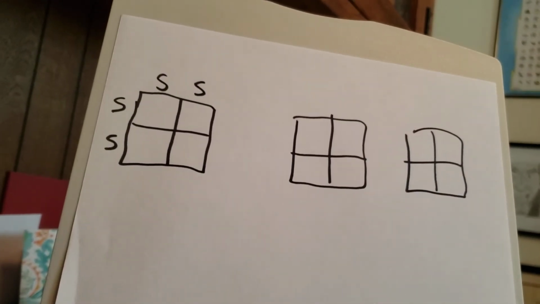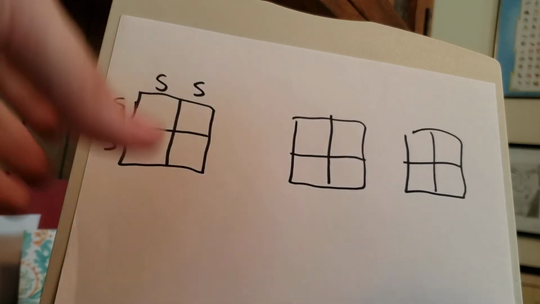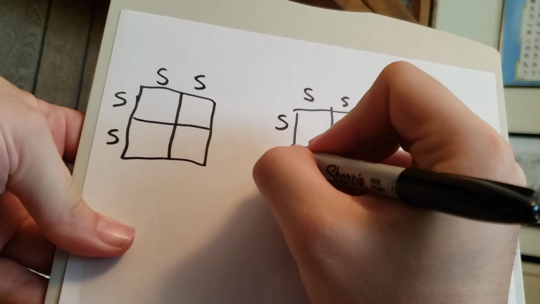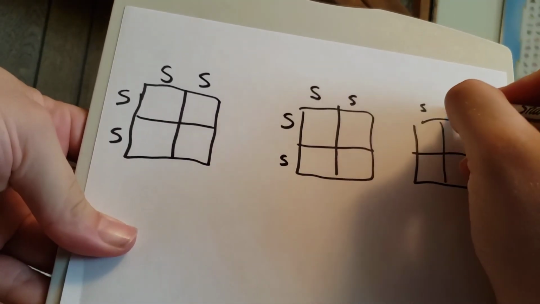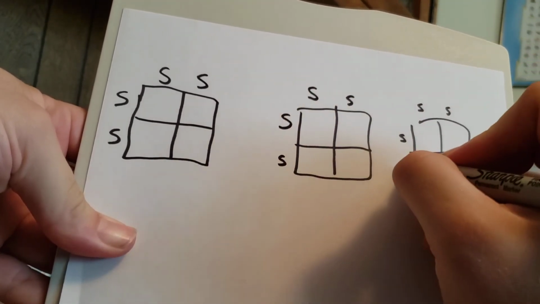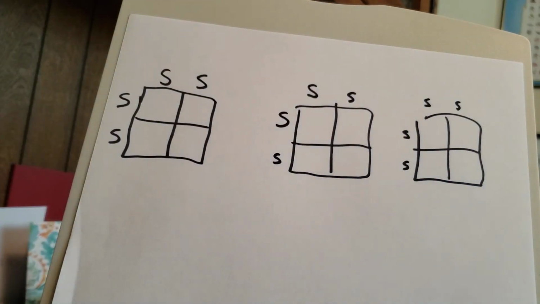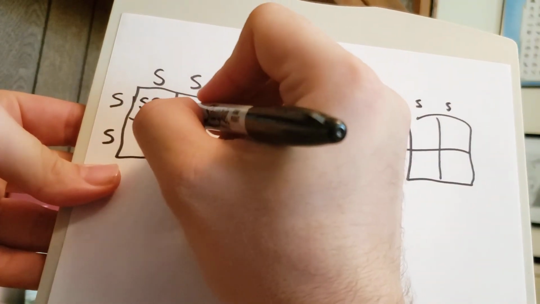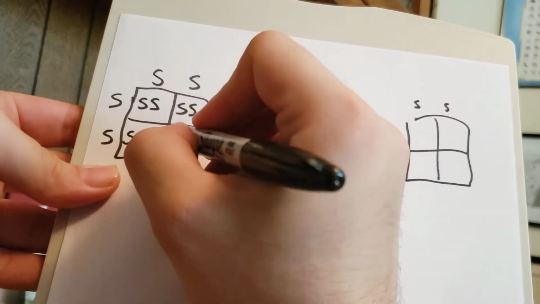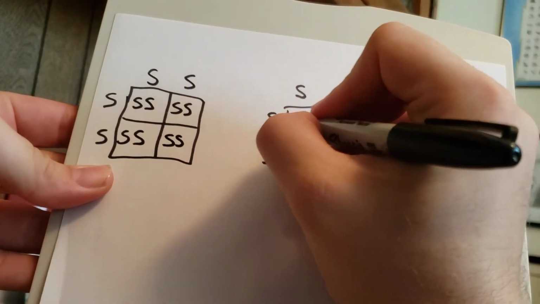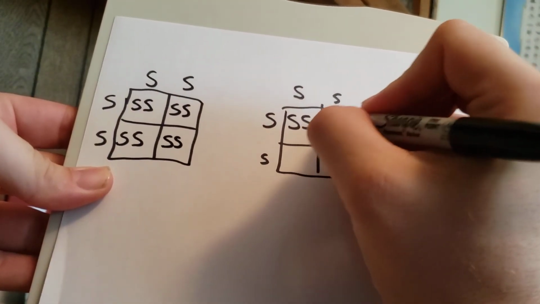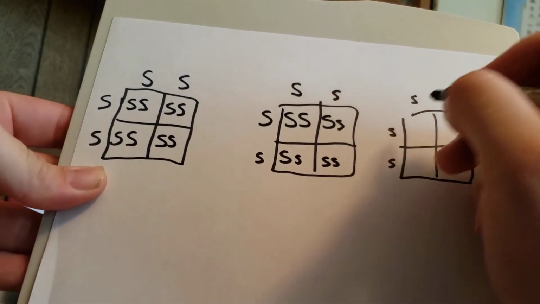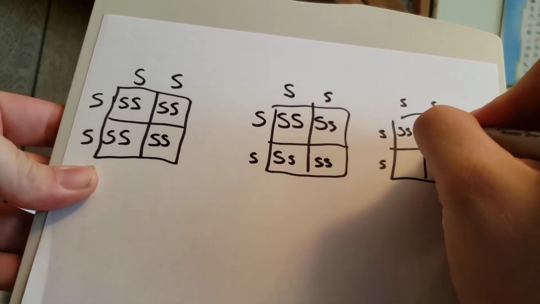Then on the middle one, we're going to have two carriers, so big S, little s, big S, little s, and then here we'll have two recessive parents. Each one of these examples, we're going to fill in our squares, so we're going to get big S's here. In this one, we're going to get one double big S, two big S little s's, and one little s, and then here we're going to just get a bunch of little s's.